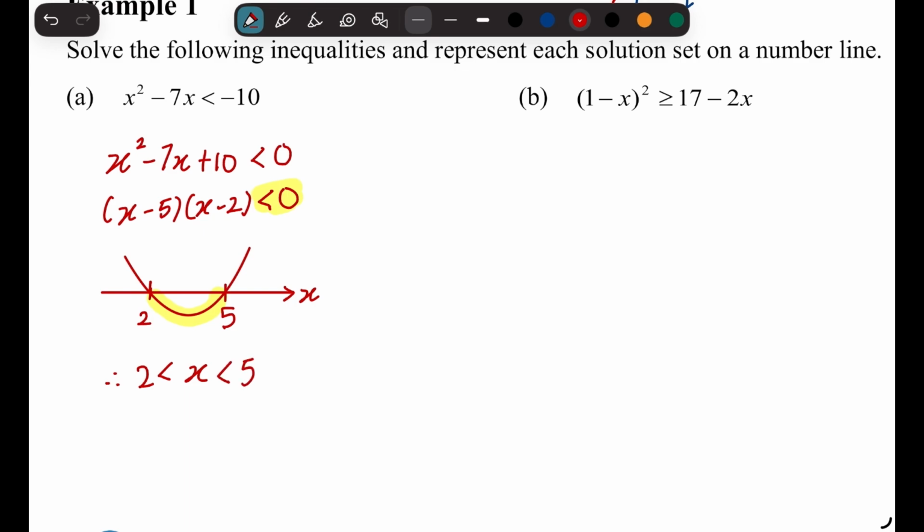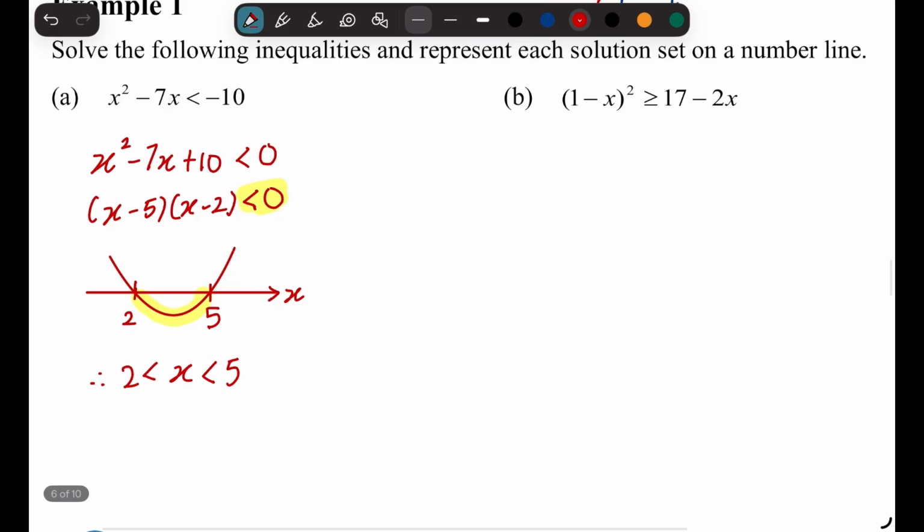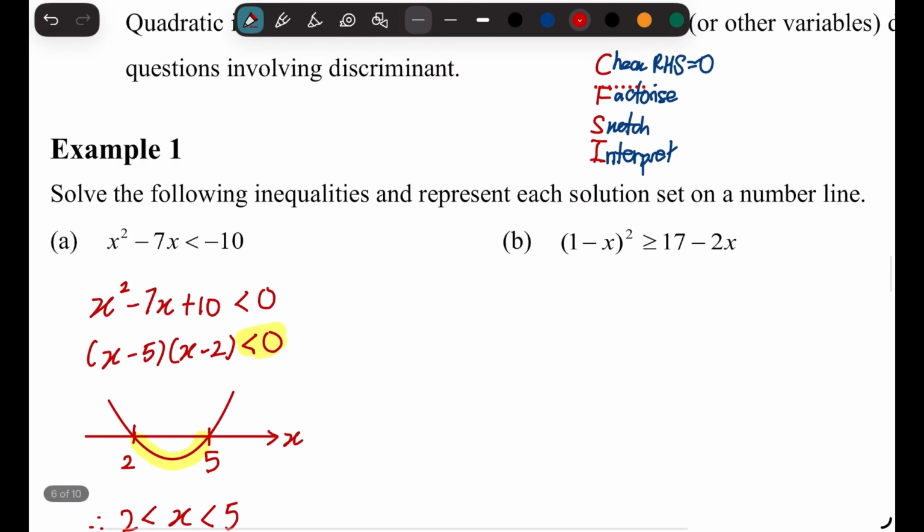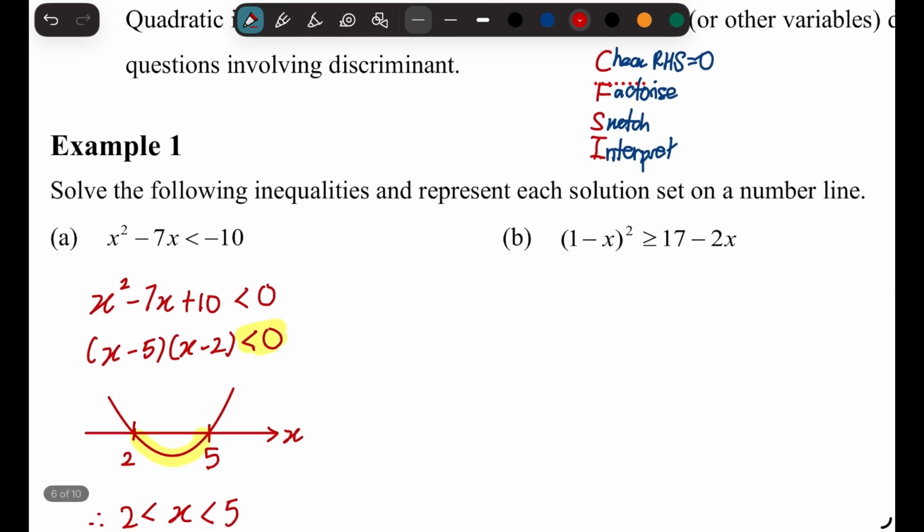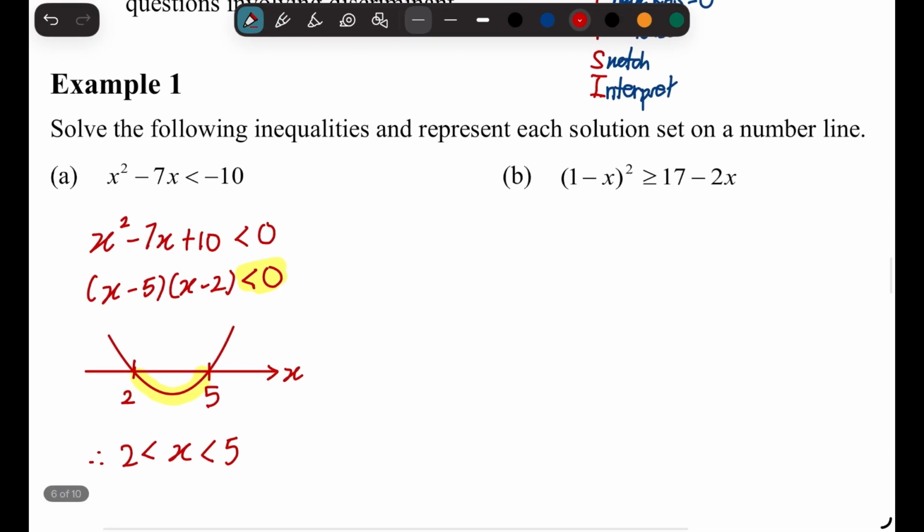And we are done. Okay, you can now try part B by yourself. Remember, follow the same 4 steps and you can easily solve such questions. You can pause the video to try it by yourself first. Once you have tried, play this video to continue to check if your solutions are correct or wrong.